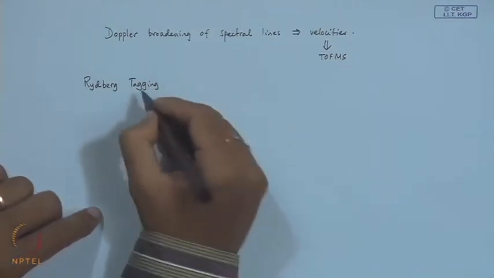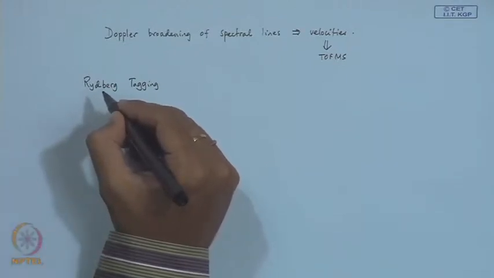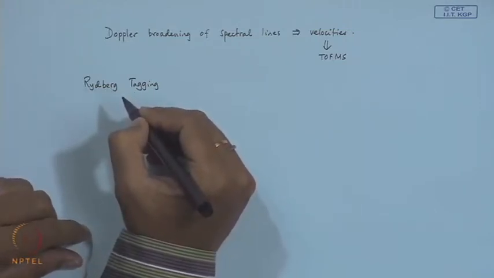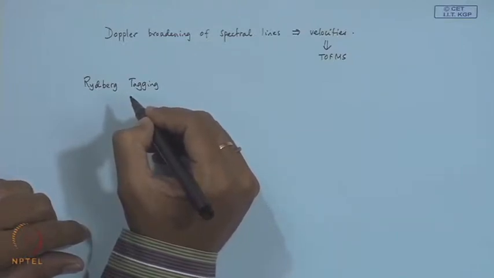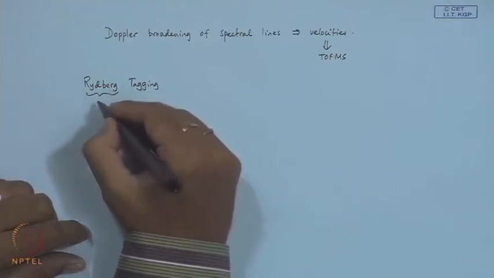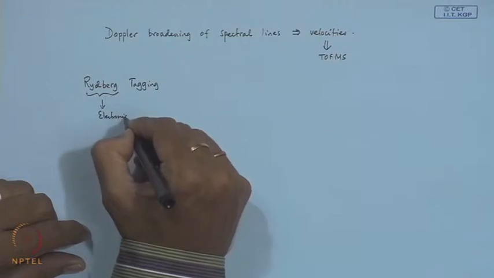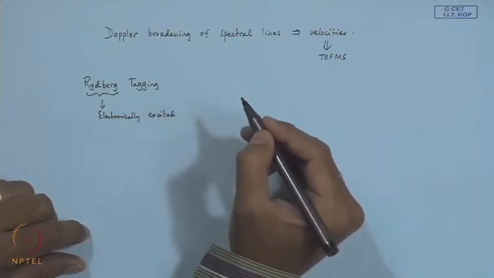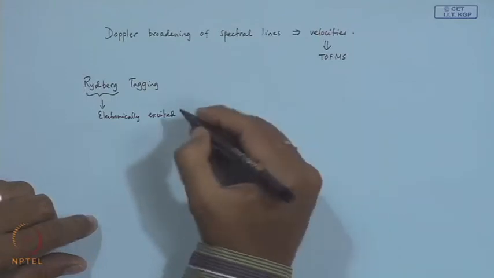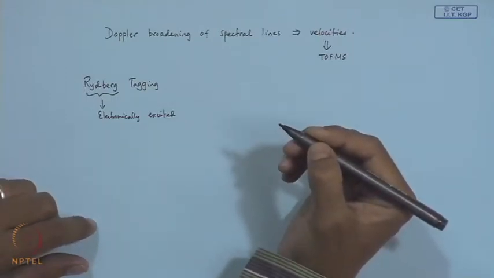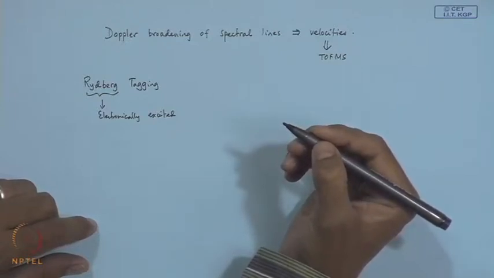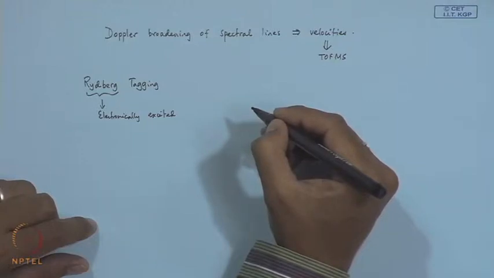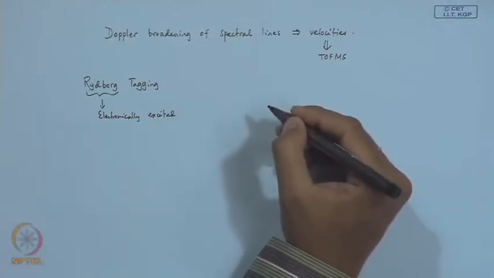Rydberg tagging. Now, what is this Rydberg state? Now, a Rydberg state is basically a state of an atom. Okay, and these are electronically excited states. So, a Rydberg state is a state of an atom which is electronically excited, with energies following Rydberg's formula, and they converge on an ionic state with an ionization energy, meaning when you provide ionization energy it will converge to an ionic state.